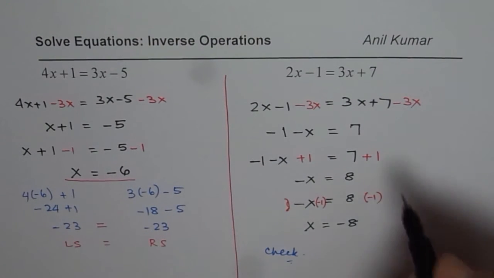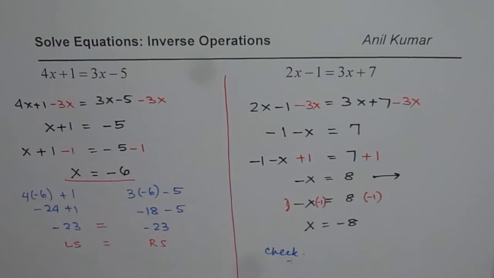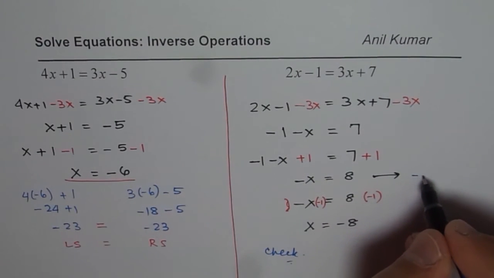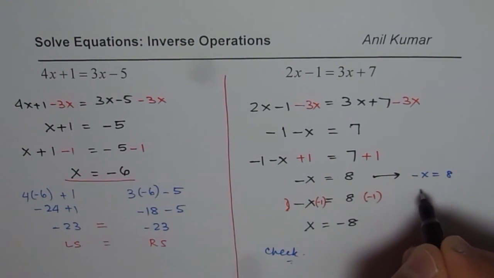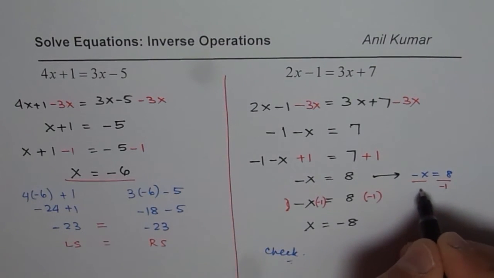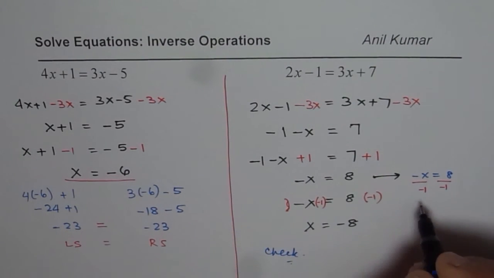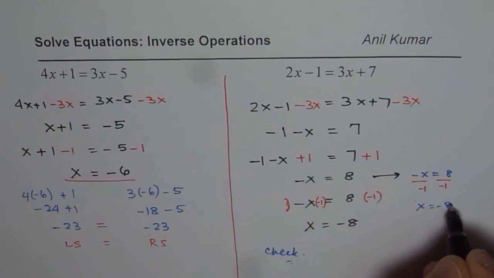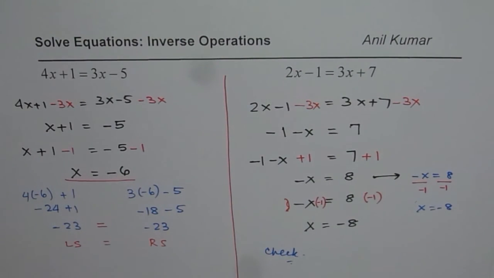Now here at this stage, you could have also done an alternate way. That is to say, you could do minus x equals 8. You could divide both by minus 1, right? So that is even better. Minus x divided by minus 1, and 8 divided by minus 1. So when you divide, you again get x equals minus 8, right? So that was the alternate way. You get the same solution. I hope you understand. Thank you and all the best.